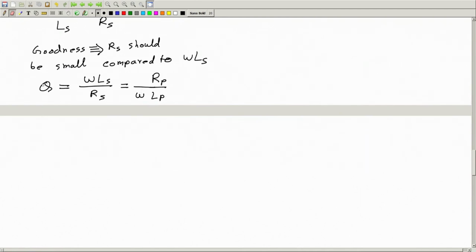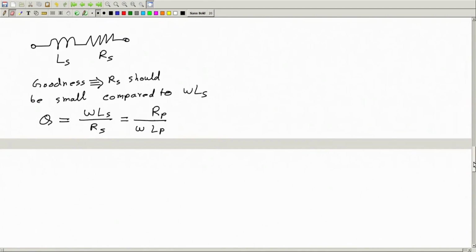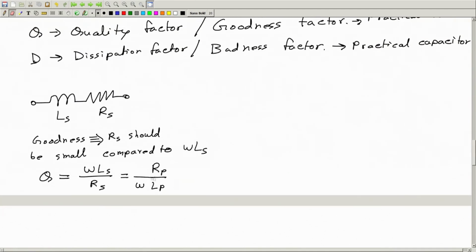Okay. So, this is the definition of Q factor, quality factor, and the way to remember it, you remember that quality is a measure of goodness, and goodness means how close this practical inductor is towards an ideal inductor. An ideal inductor should have no resistance in series. So, Rs should be small compared to omega Ls. So, Rs here should be small, omega Ls should be high.